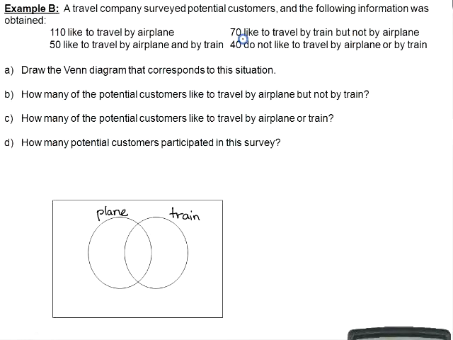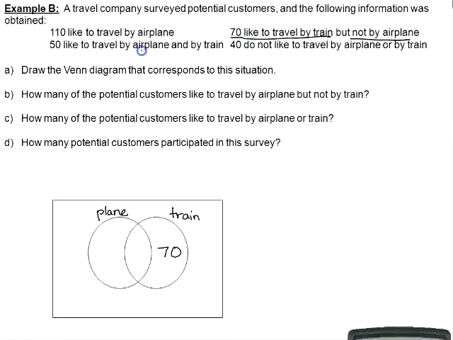70 like to travel by train but not by airplane. In other words, 70 like to travel by train only. So we have 70 people who go here. These 70 people travel by train, but they don't like to travel by airplane. They are train only people.